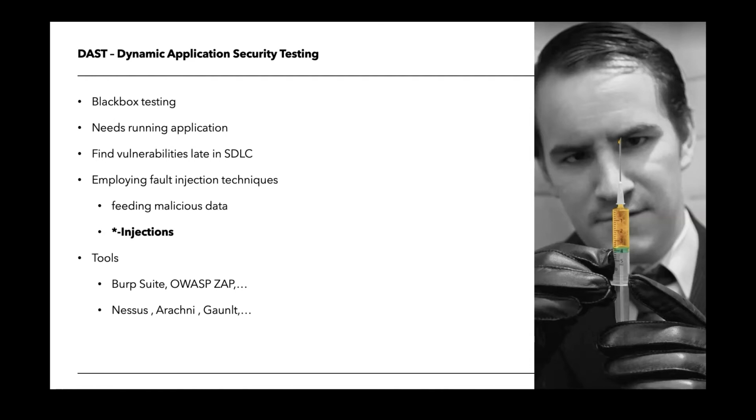The tools which you could use for DAST are Burp Suite, OWASP ZAP, Nessus, Arachni or Gauntlt.